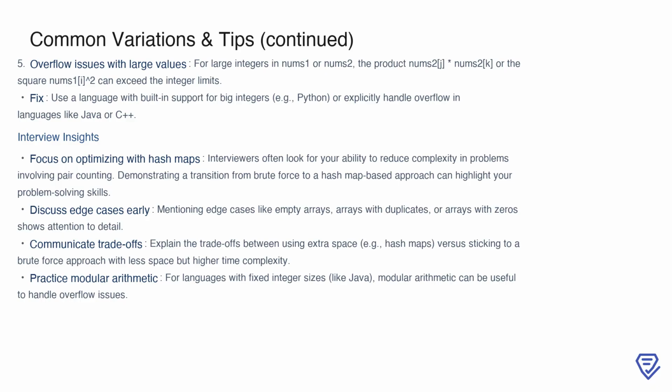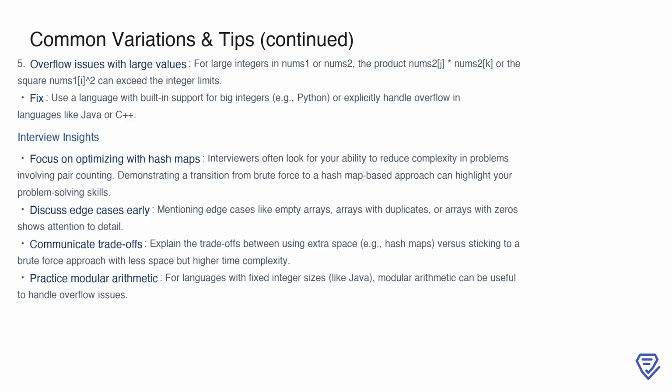From an interview perspective, it's crucial to focus on optimizing your solution using hash maps, as interviewers often assess your ability to reduce complexity in pair counting problems. Demonstrating how you can refine a brute force approach into a more efficient one highlights strong problem-solving skills. Additionally, discussing edge cases upfront, such as empty arrays, arrays with duplicates, or arrays containing zeros, shows your attention to detail. Communicating trade-offs is also important.